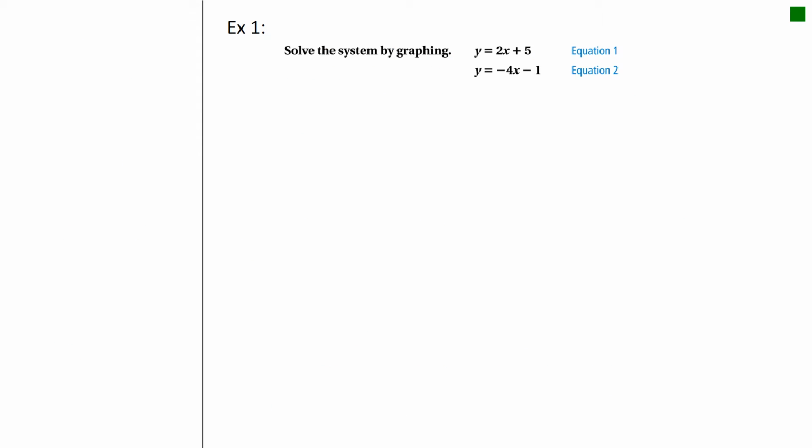Our first example we are looking at are 2 equations given to us in the perfect form. That's y equals mx plus b. Why am I saying perfect? Because this is the form that is easiest to graph. So step 1, we're going to graph. We're going to graph it.